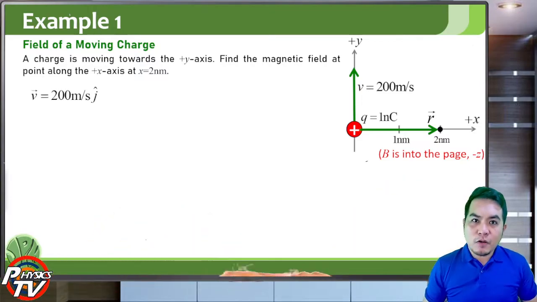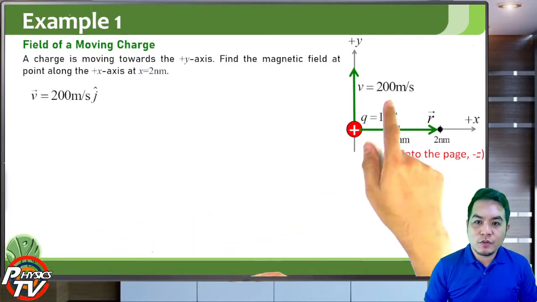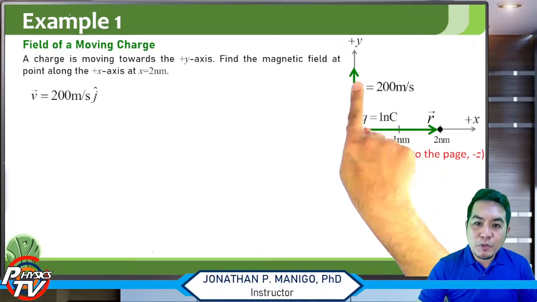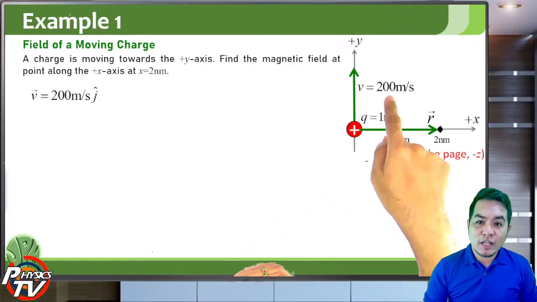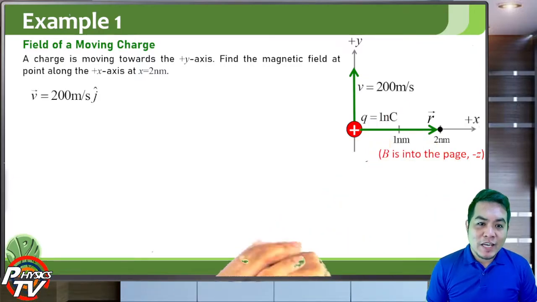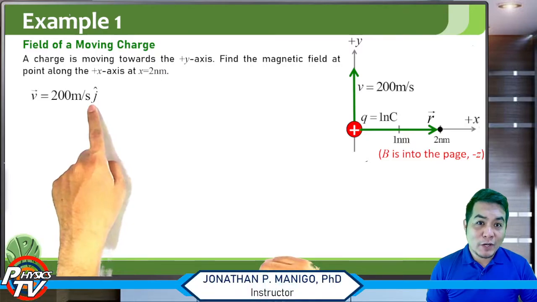So let's try to formulate this in vector terms. Our velocity is purely a y component. There's no x, there's no z component. Meaning the 200 meter per second magnitude is the y component. So 200 meter per second j hat.